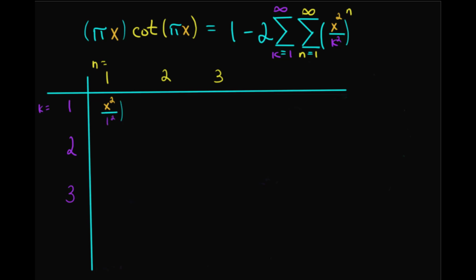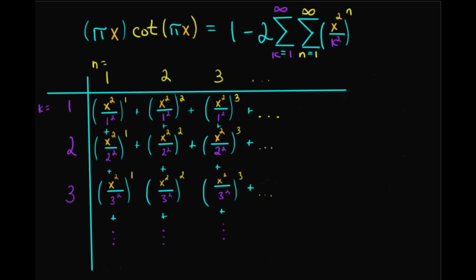So we'll start by fixing k equals 1, and I'll write for n equals 1, I have x squared over 1 squared to the power of 1. And then for n equals 2, I would have x squared over 1 squared to the power of 2. And then for n equals 3, I would have x squared over 1 squared to the power of 3. And of course, the terms in this row would be added together, and the row would extend infinitely as n ranges from equaling 1 to infinity.